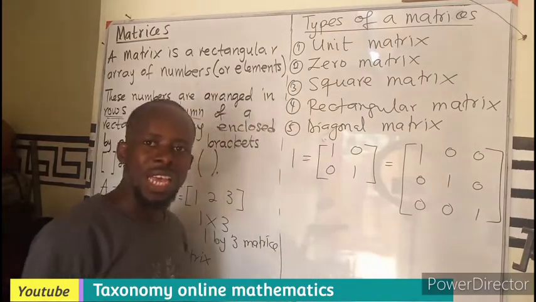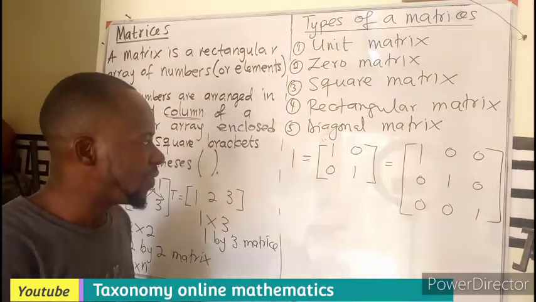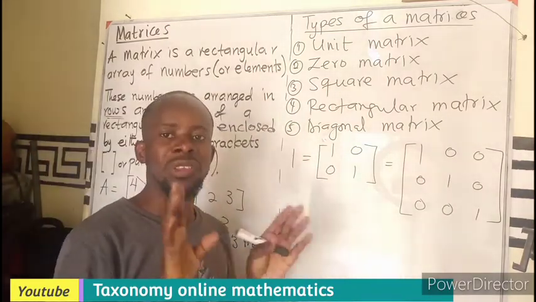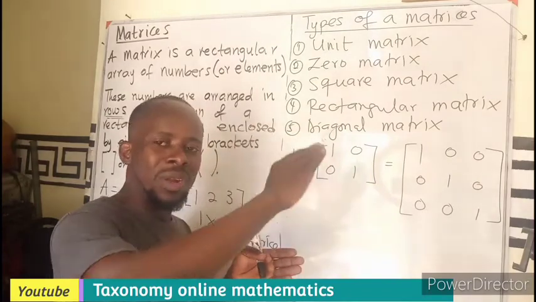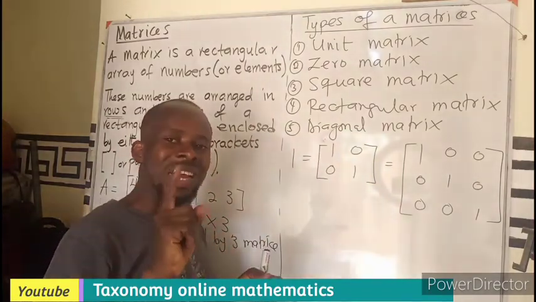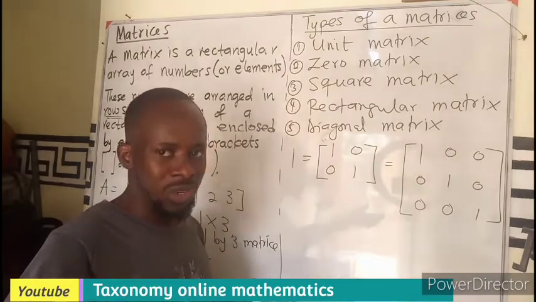So you can call this a unit matrix. Every other entry is what? 0. Apart from the leading diagonal, that is going to give you exactly 1, 1, 1, 1 entries.